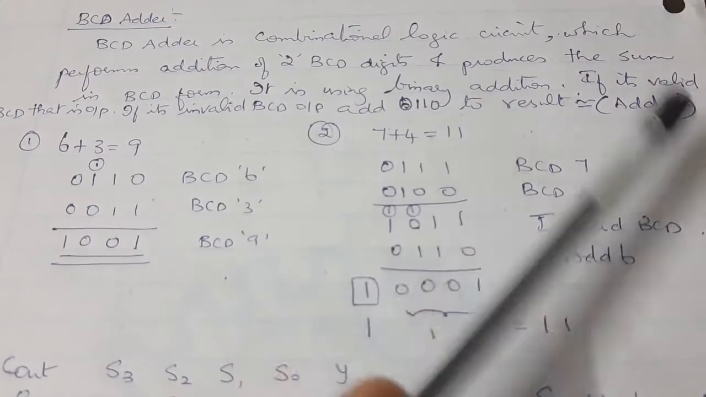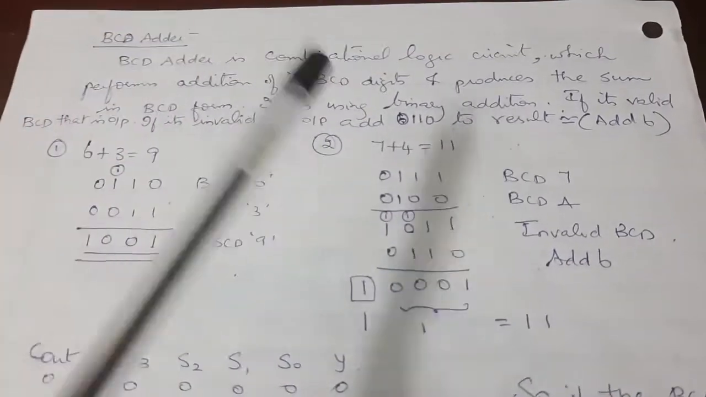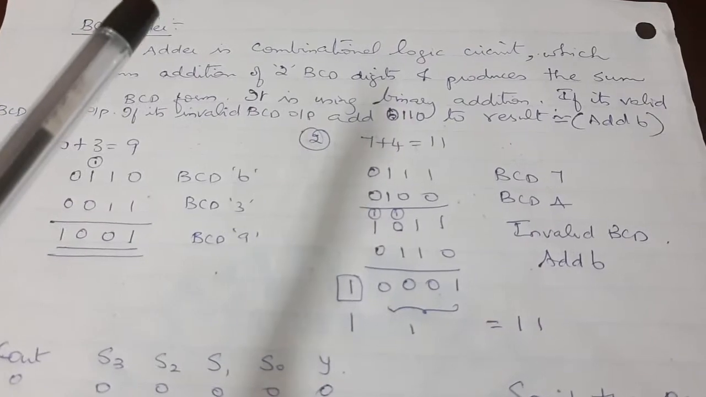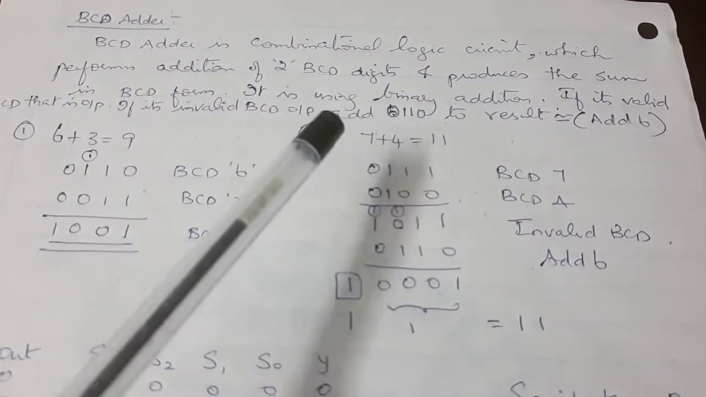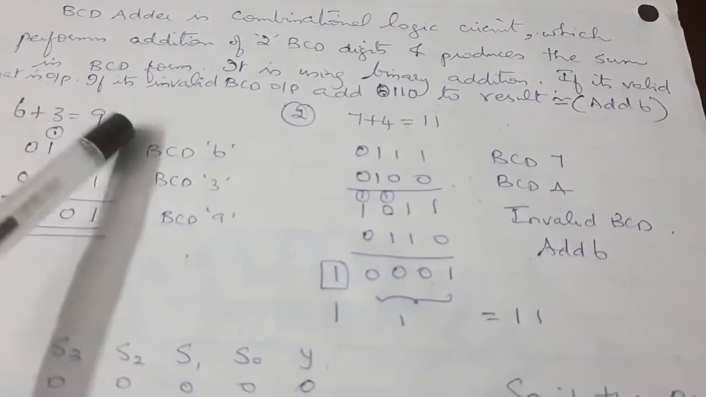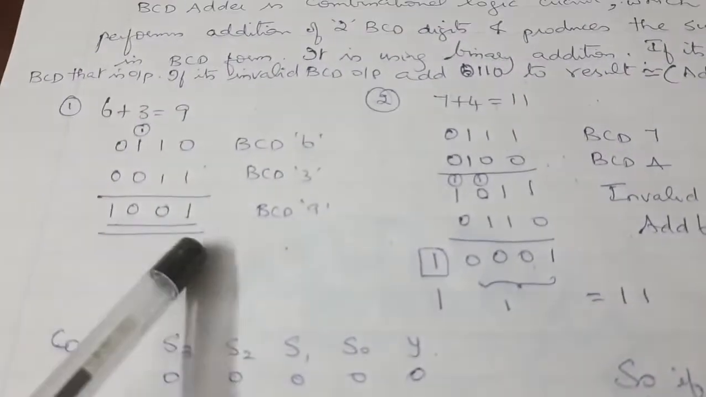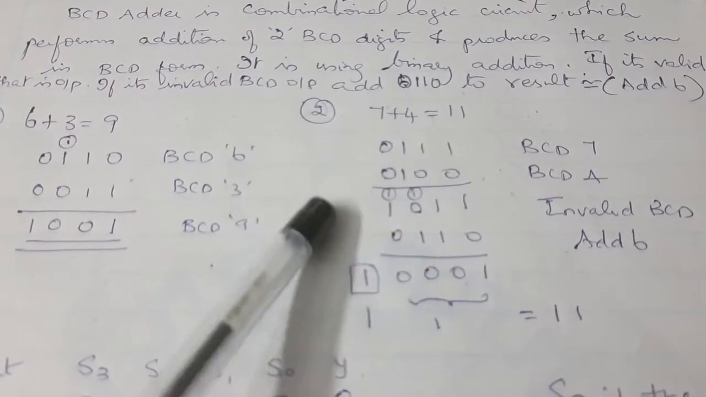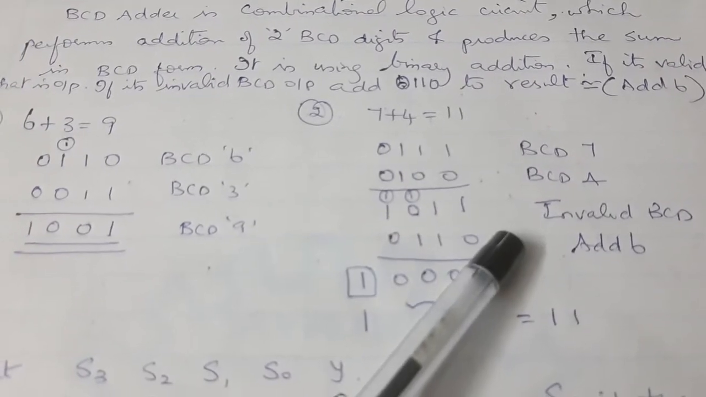If it is a binary addition, you can directly add together. But in BCD, the value is produced only from 0 to 9. For example, 6 plus 3 is equal to 9, and the answer in BCD is 9. But if I take 7 plus 4, the result is 11, which is an invalid code in BCD.